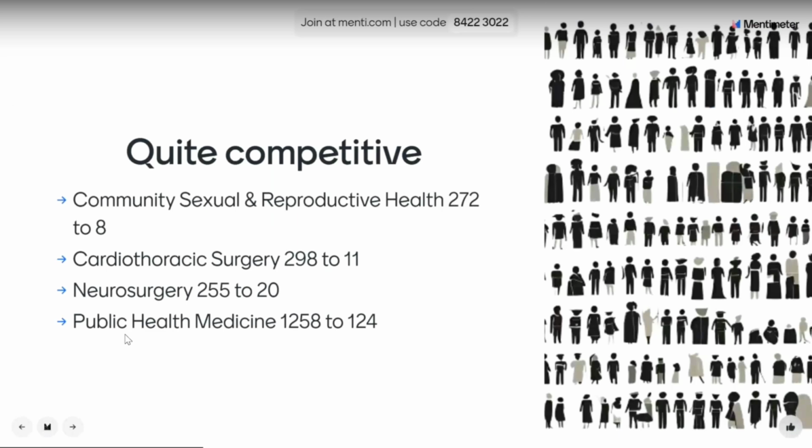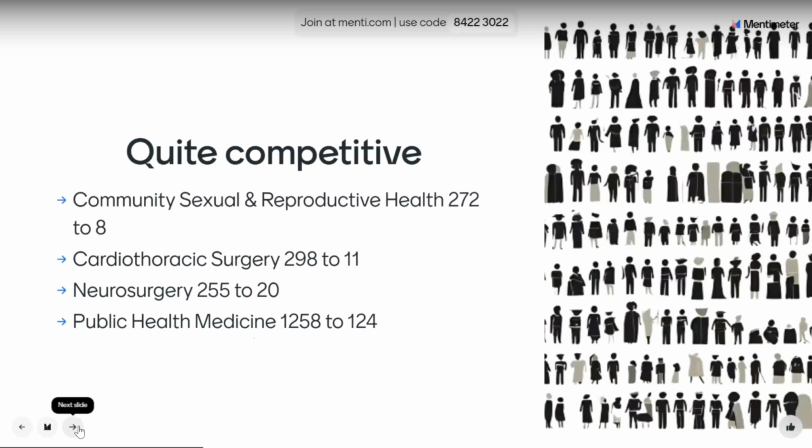of spaces. So where you see 272 to 8 for community and sexual reproductive health, it means there are 8 slots and 272 people applied. For public health medicine, for that year, the 2023 August start, there were 124 places and 1,258 applications. Quite competitive, but possible and doable, and that's exactly why we're having this talk today, to guide us through the application process, know how to prepare, know what it's like.